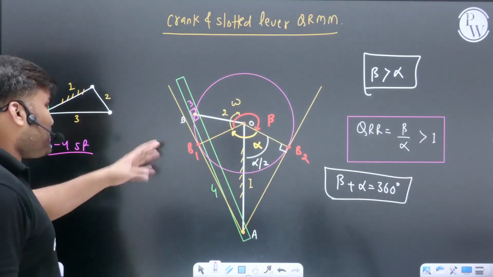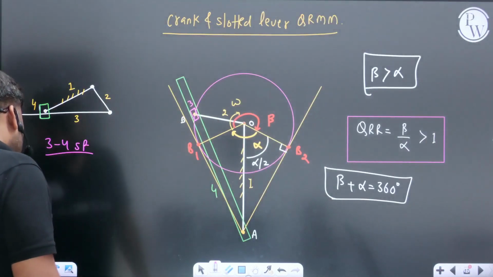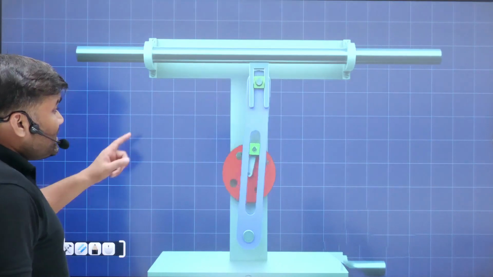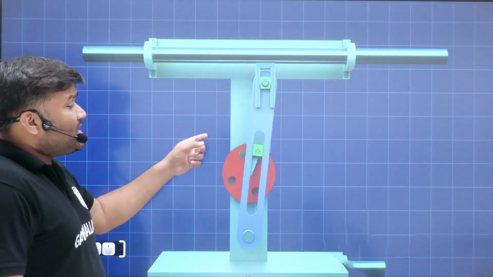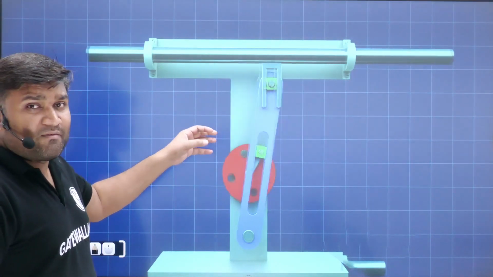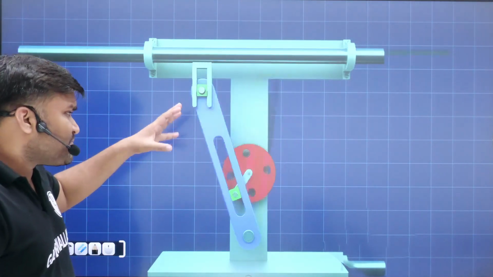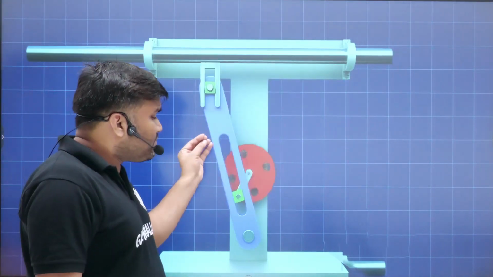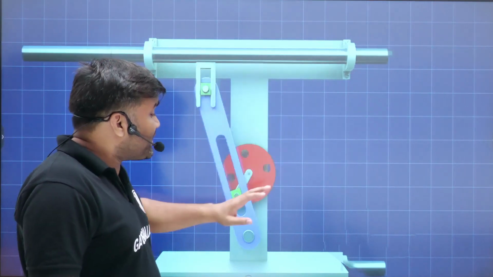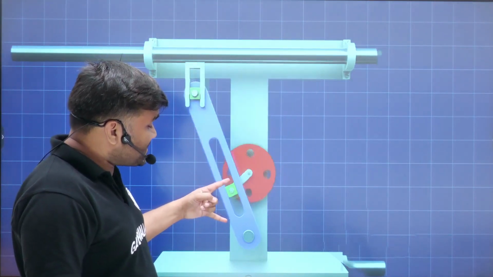Before we proceed, let me show you the animation also, so that you can get more feel. In the single slider crank mechanism, the crank and slotted lever quick return motion mechanism. Just try to feel the motion, how it is moving with respect to the fixed link. This is the fixed link.